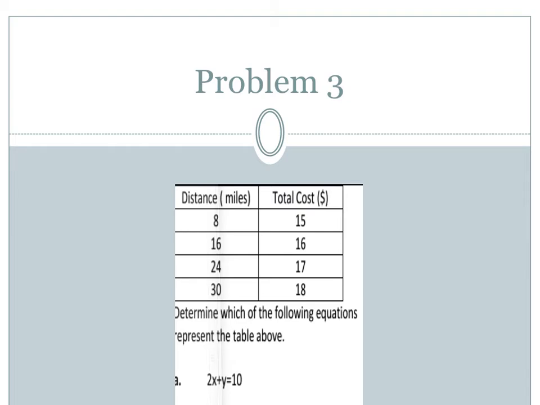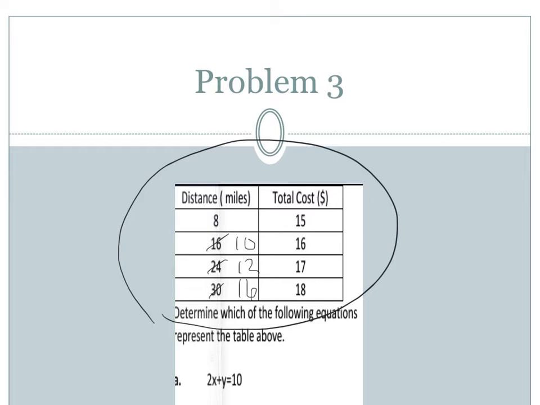Okay, there is a typo in here. That's supposed to be a 10. That's supposed to be a 12. And that's supposed to be a 16. Okay, so what I want you to do before we move on is, given this table, I want you to write it down and try to find the slope before you move on. So press pause and write down the table and try to find the slope.